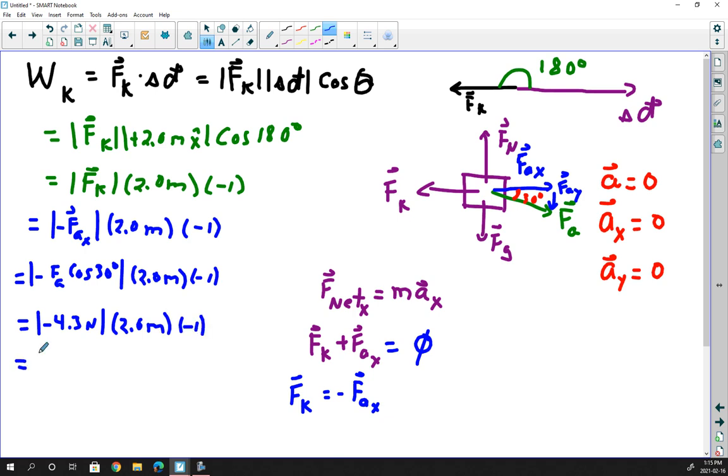So this becomes 4.3 newtons because all we want is the magnitude. This still is 2 meters times -1. And we get, I've done some rounding there, it's about 8.6, 8.7 newtons, but it's a negative sign. I think I may have rounded that off too much. So it's in that ballpark for sure. So I may have rounded this one off just a little bit wrong. So we're going to go with negative 8.7 newtons.